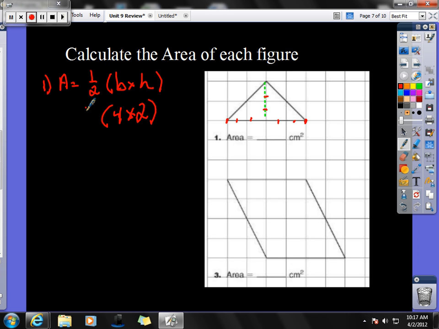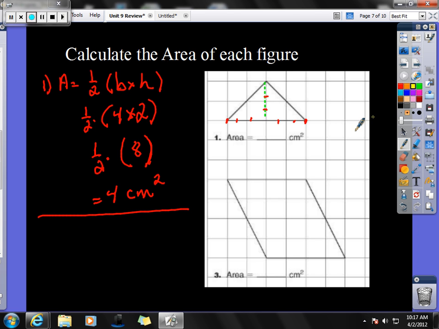And I'm going to multiply those two together and then multiply by 1/2. So I have 1/2 times 4 times 2 is 8, and half of 8 equals 4. So the area of this triangle is 4 centimeters squared. Outstanding. The area of my parallelogram now is, this will be number 2, area equals length times width.